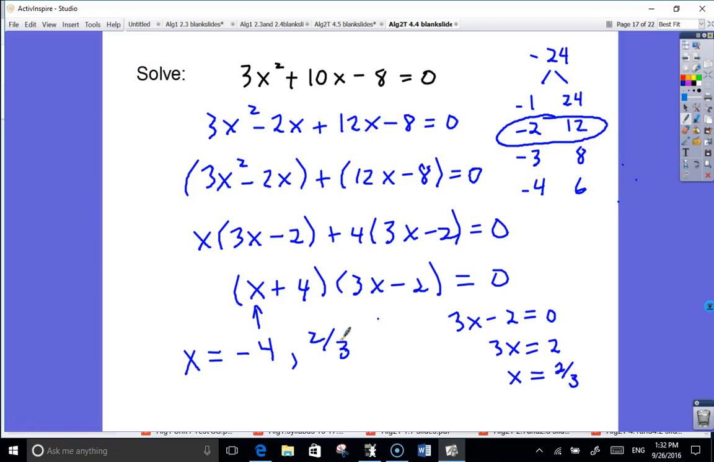Now, I think if you go back to the objectives for this, what they say is we've got to be able to factor completely over the integers. What they mean by that is not that you have to get integers for answers. Clearly, 2/3 is not an integer. It's that the equation up here can only have integer coefficients. They would never throw at you something that had fractions for a, b, or c. But the answers can definitely have fractions.